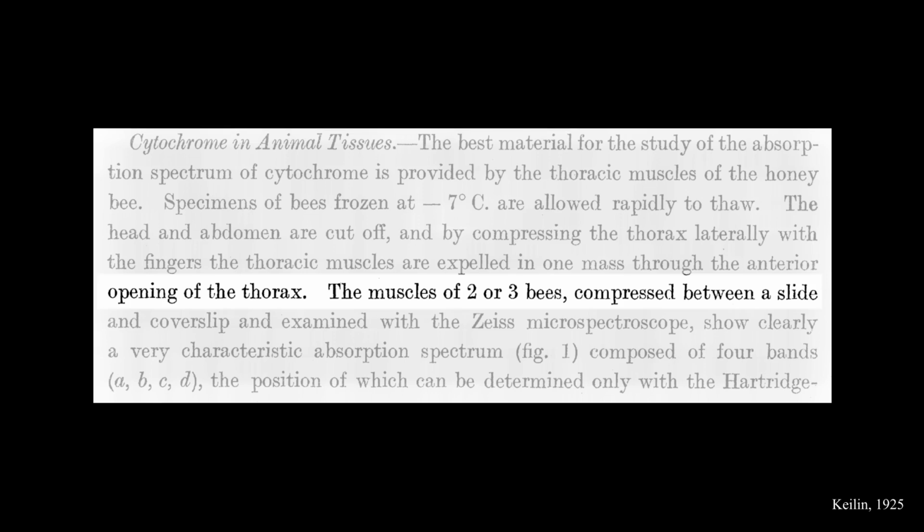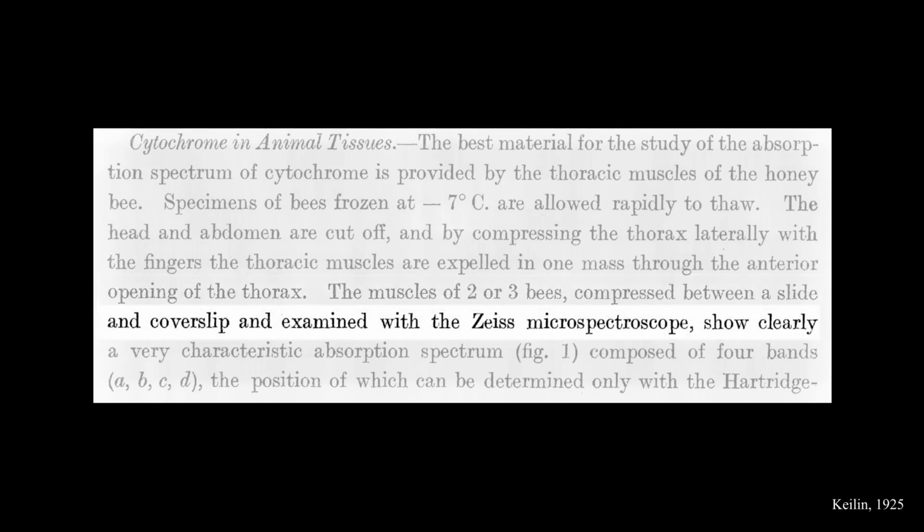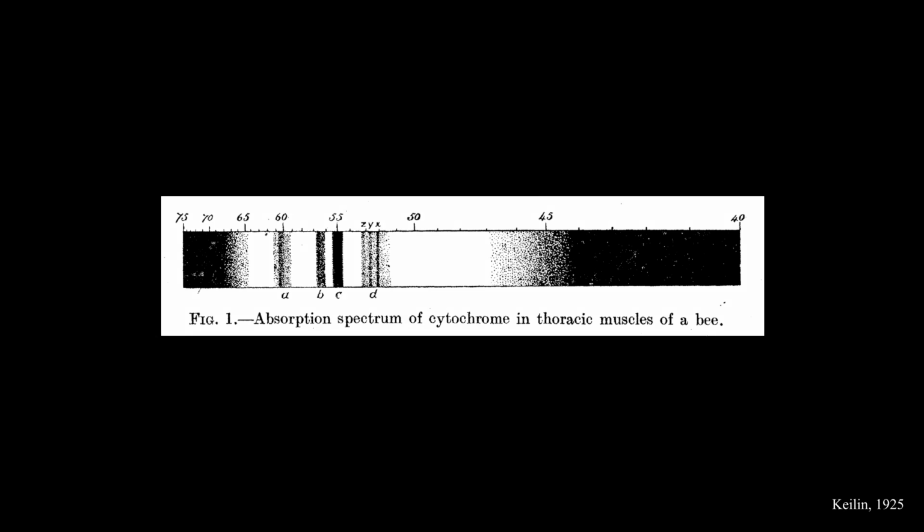The muscles of 2 or 3 bees, compressed between a slide and cover slip and examined with a microspectroscope, show clearly a very characteristic absorption spectrum composed of 4 bands, A, B, C, and D, which he found appeared when the sample was oxidized in the presence of oxygen.